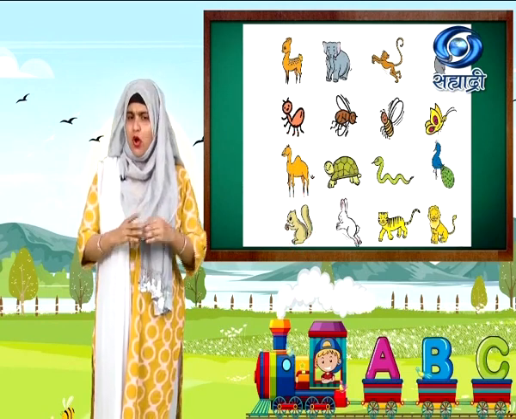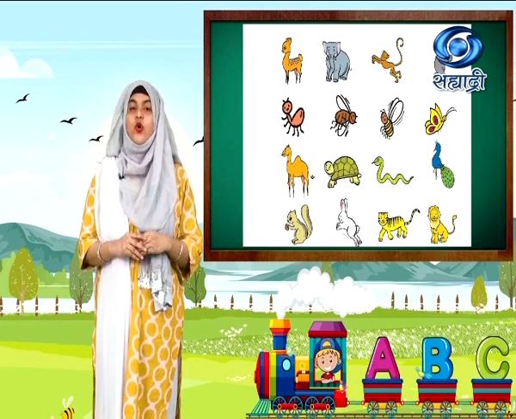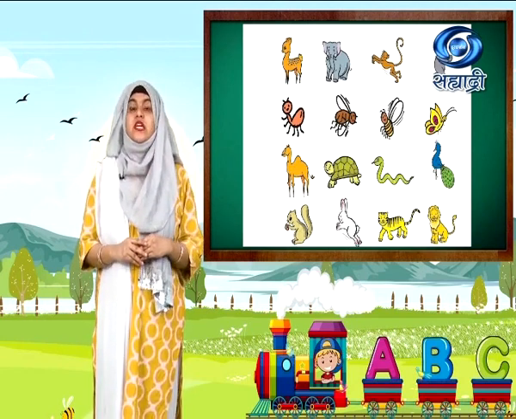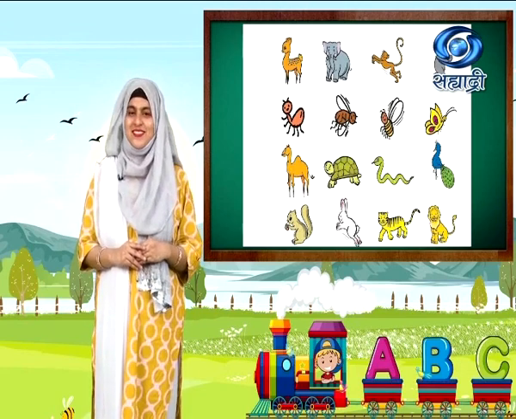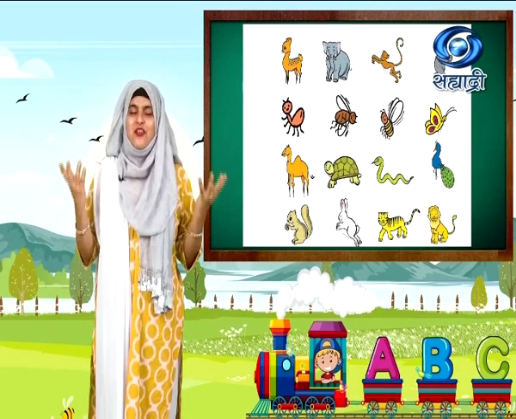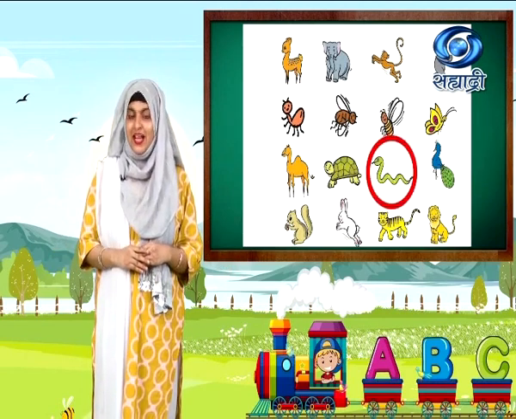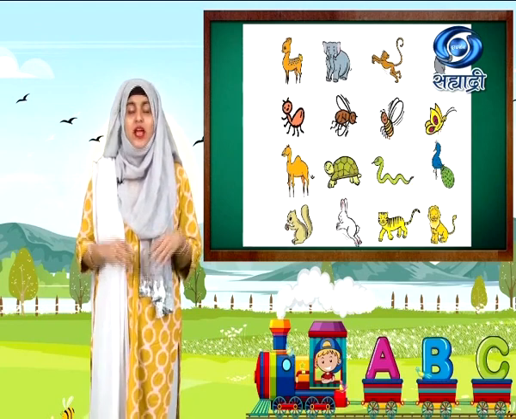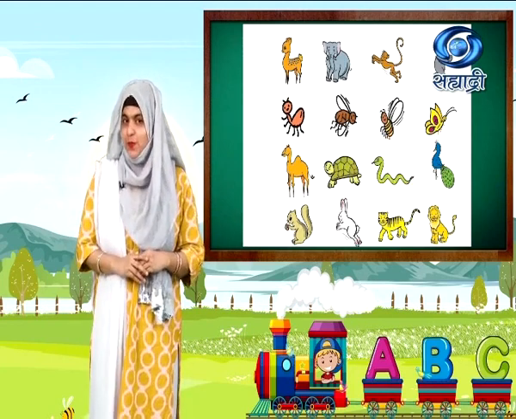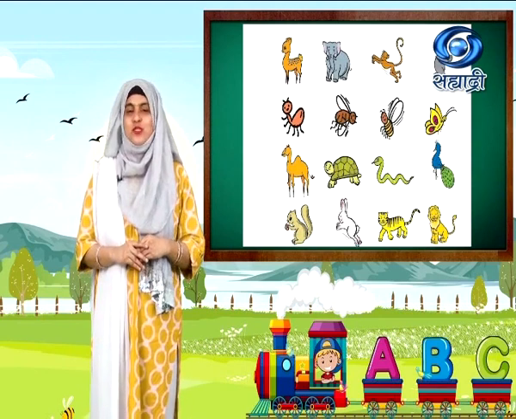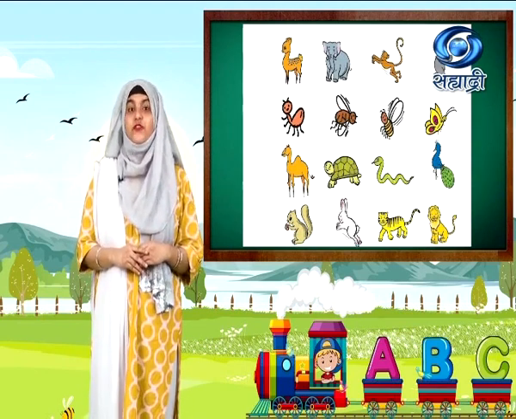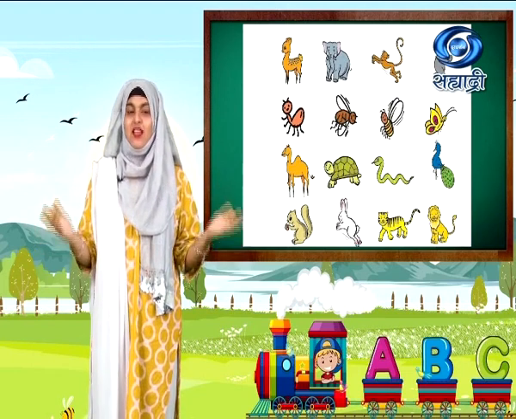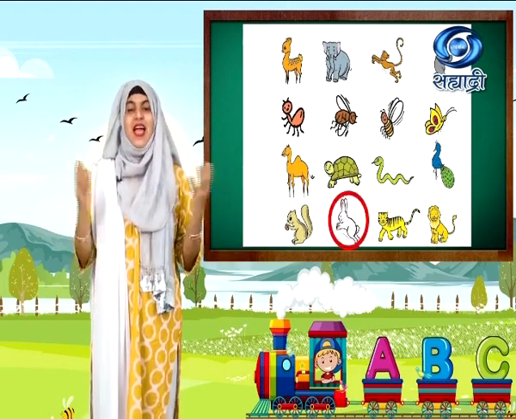Now, can you spot animals whose names end with the sound of K? Correct. Snake and peacock. Now, let us see if we can spot the animals whose name ends with the sound of T. Correct. Rabbit and ant.